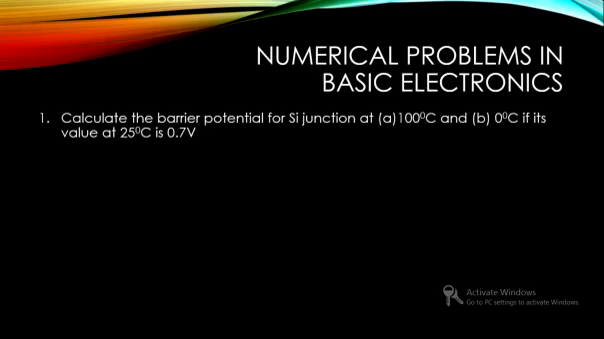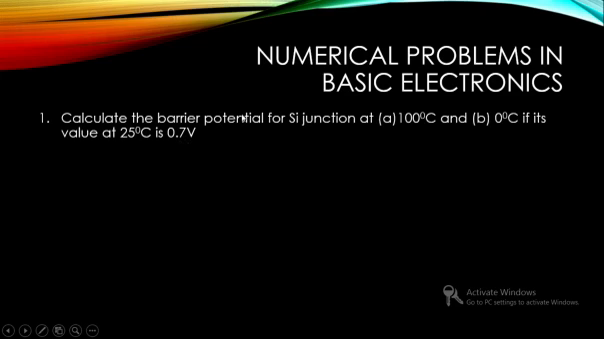Hello students, today we will discuss some numerical problems in basic electronics. Let us calculate the barrier potential for silicon junction at 100 degrees Celsius and 0 degrees Celsius if its value at 25 degrees Celsius is 0.7 volts. So we know the barrier potential for silicon junction at room temperature is given, which is 0.7 volts.